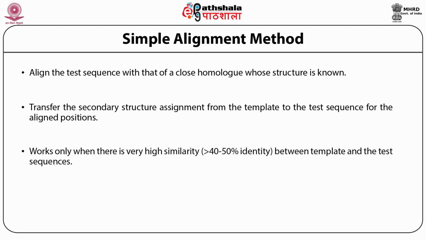Of course, this will work only when the two proteins being compared are very highly similar. 40 to 50% identity is the minimum between the template and test sequences. Otherwise, as we had seen in earlier modules, the accuracy of the alignment process itself is rather weak, particularly when the identity falls below, let's say, 25%. In such a case, this method cannot be used for secondary structure prediction.